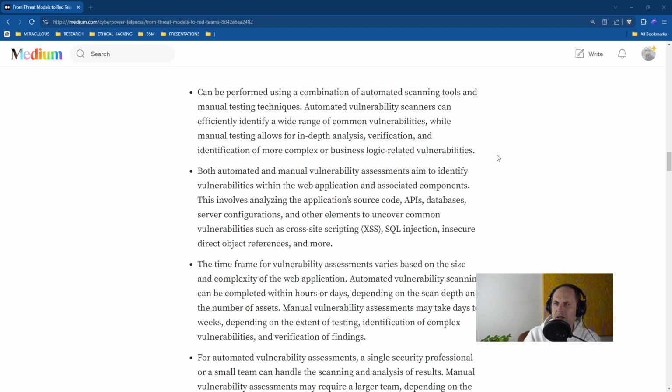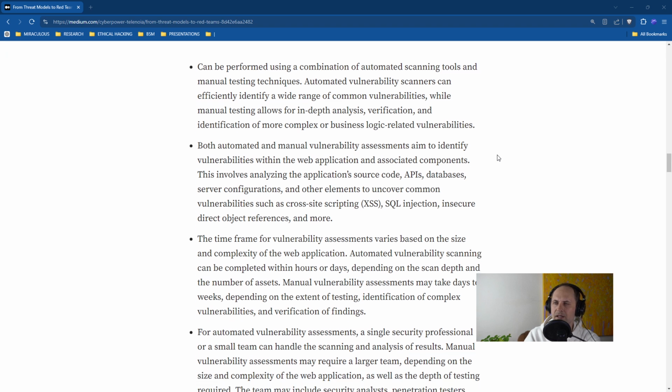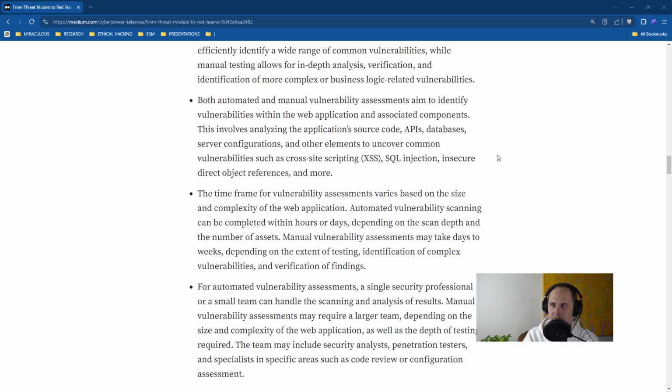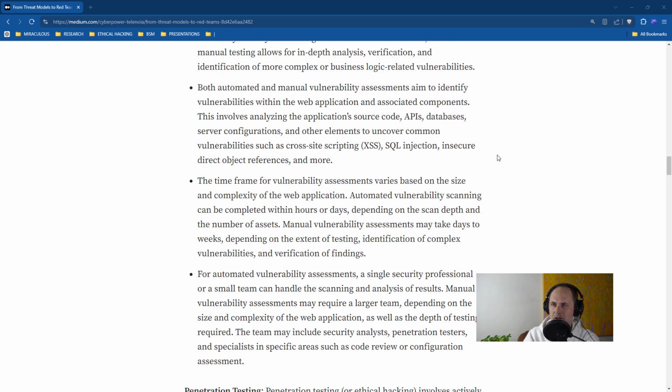So yeah, automated vulnerability scanners can efficiently identify a wide range of common vulnerabilities, while manual testing allows for in-depth analysis, verification, and identification of more complex or business logic-related vulnerabilities. Both automated and manual vulnerability assessments aim to identify vulns within the web application and associated components.